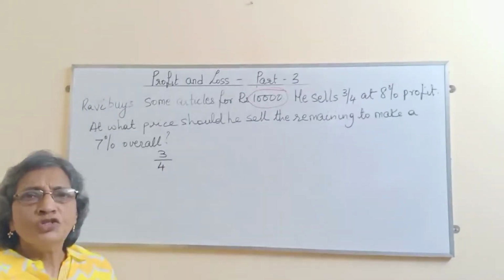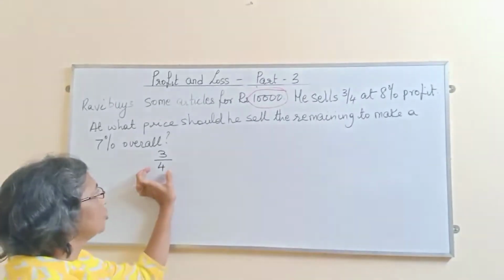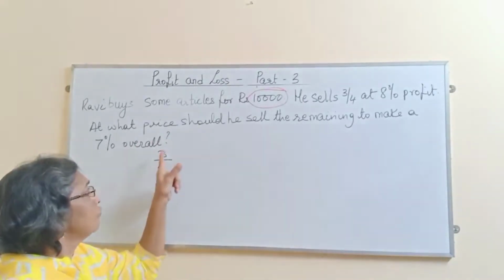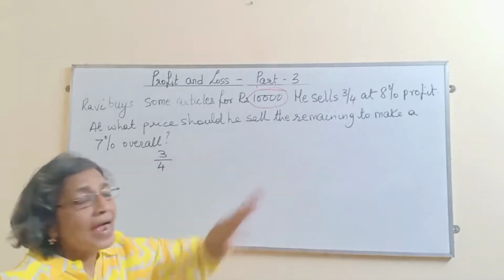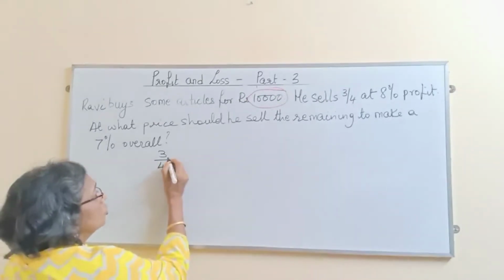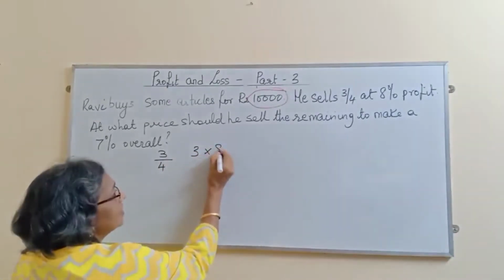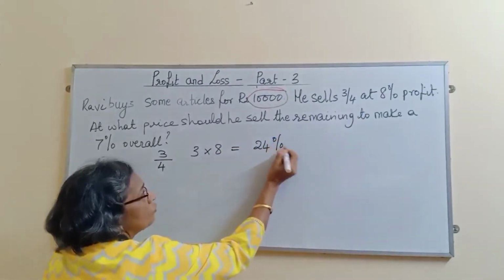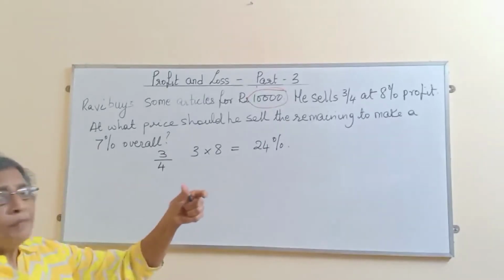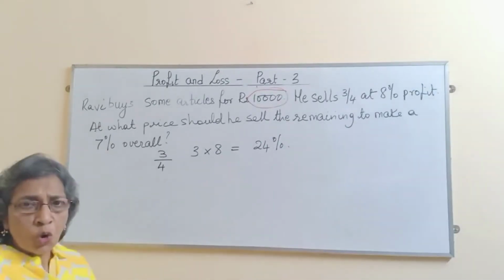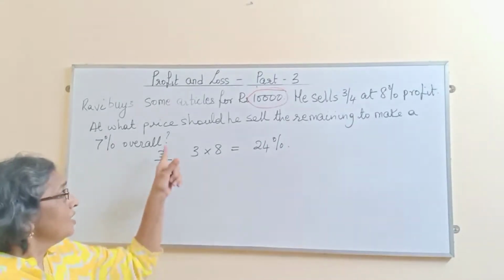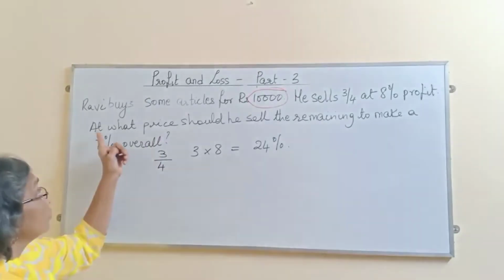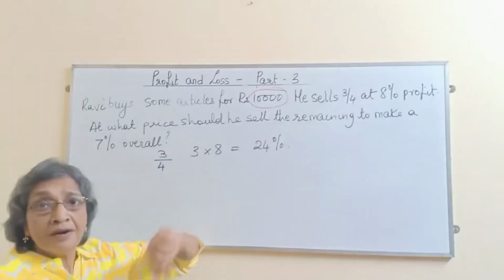3/4. So you assume that he has purchased 4 articles. Out of the 4, 3 he will be selling at 8% profit. That means he has made a 24% here. Now the remaining we don't know. Remaining is just 1, but at what profit or loss we don't know. You have to find at what price he should sell the remaining.